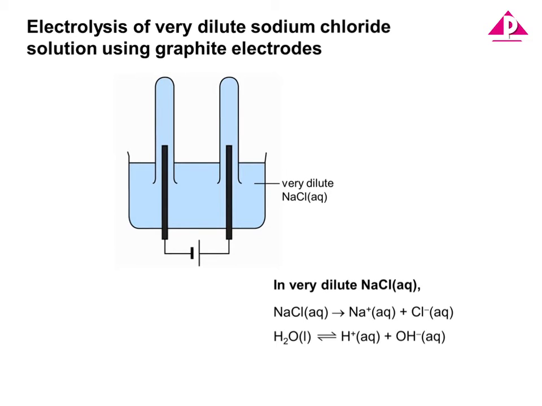When sodium chloride dissolves in water, it dissociates to give sodium ions and chloride ions. Water slightly ionizes to give hydrogen ions and hydroxide ions. Hence, there are 4 types of mobile ions in a very dilute sodium chloride solution.